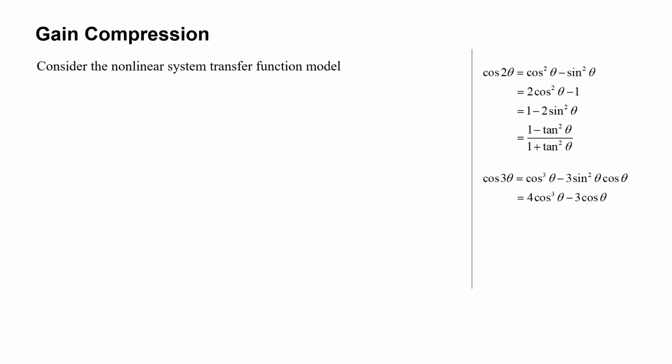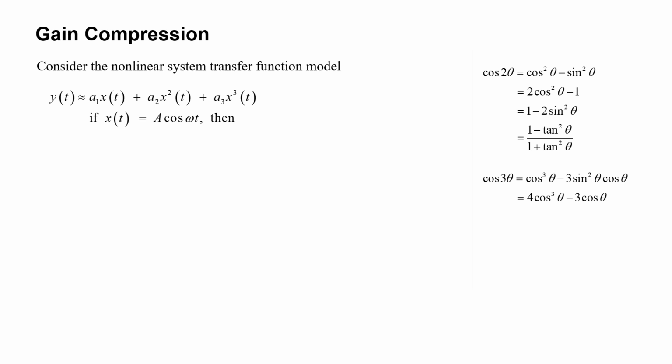So consider a nonlinear system transfer function model. To understand the nonlinearity, we have to consider a simple transfer function model that has linear plus nonlinear components. So we can define a transfer function y of t of an amplifier almost equal to a1 x of t plus a2 x square of t plus a3 x cube of t.